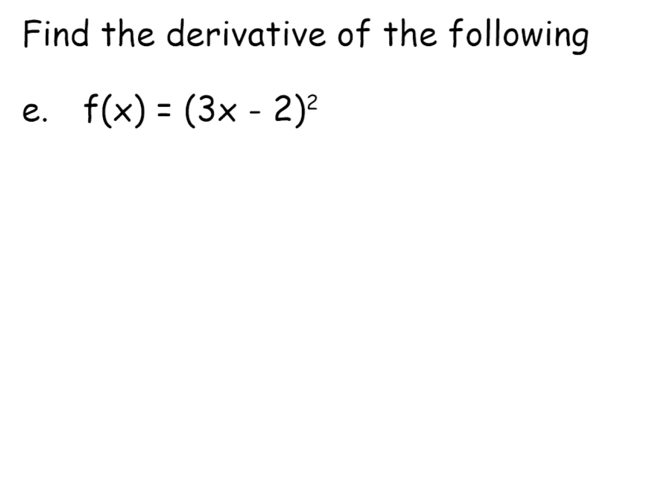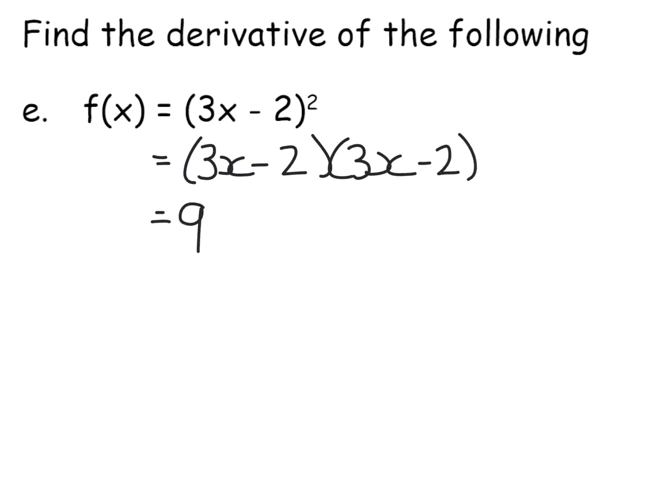And then second last question, we've got a bracket here. Now later on you get shown another way to differentiate this, but right now, the minute you see brackets squared in maths, you have the inclination to do this, don't you? And if we multiply that all out, we get 9x squared, -6, -6, you get -12x, and then you get +4.